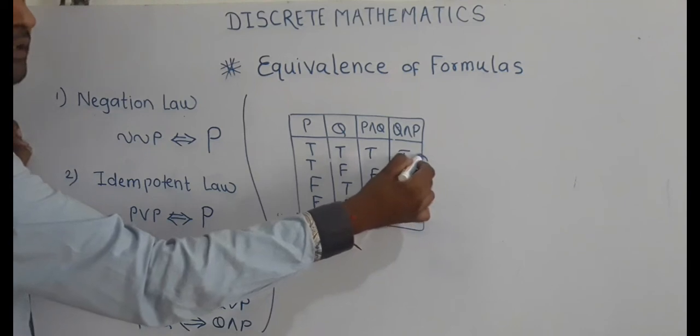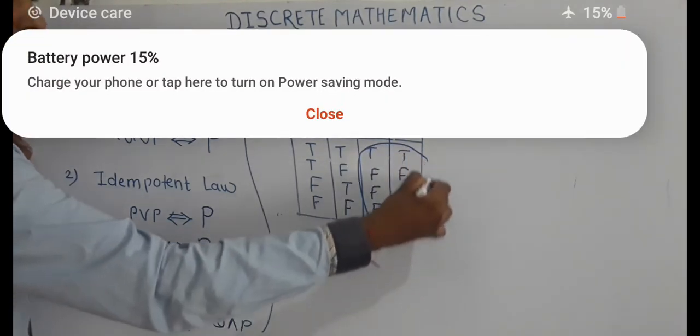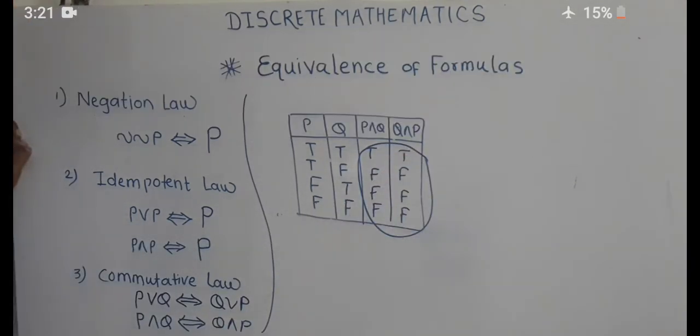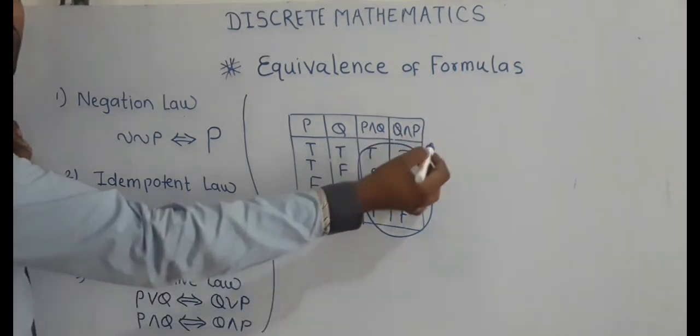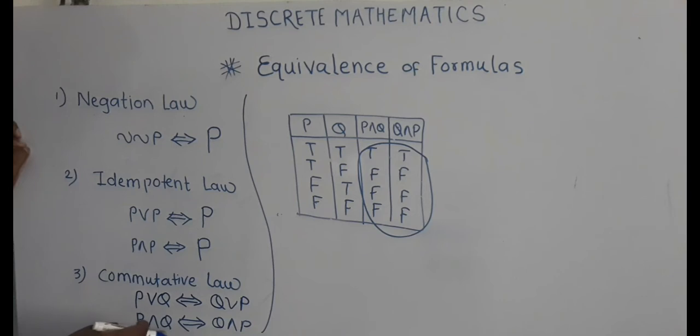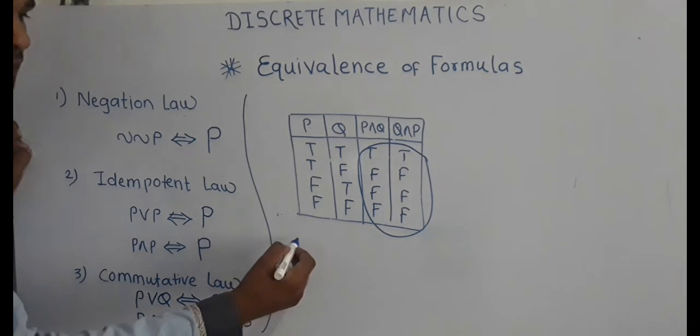Means you can observe that P and Q and Q and P both are logically equivalent. Means if we have P and Q, then we can write Q and P. That is, P and Q is logically equivalent to Q and P. Similarly, we can find out for the OR operation.